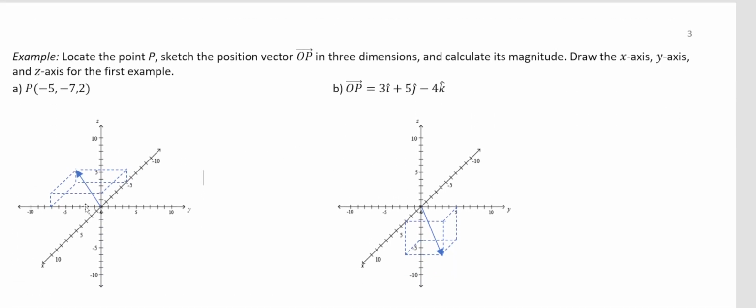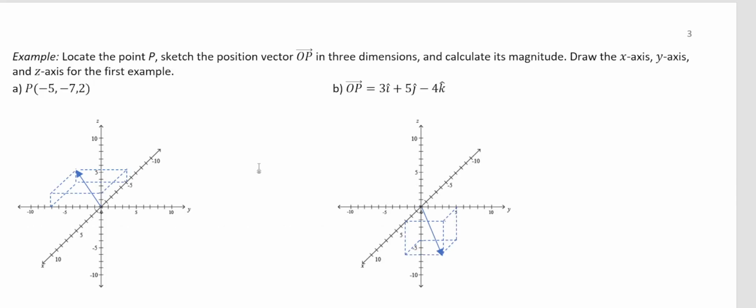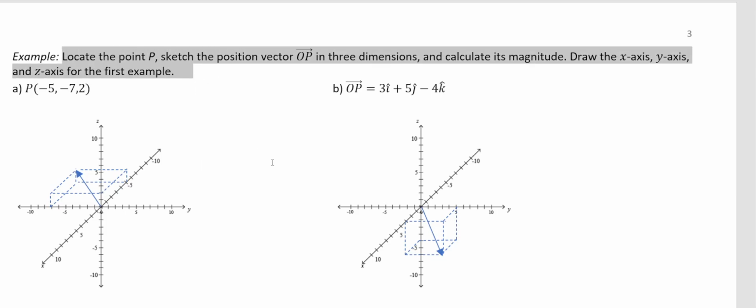Okay, so I think the answer is kind of given there. Let's just take a look at this. Locate the point P, sketch the position vector OP in 3 dimensions, and calculate its magnitude. Draw the x-axis, the y-axis, and the z-axis in the first example.